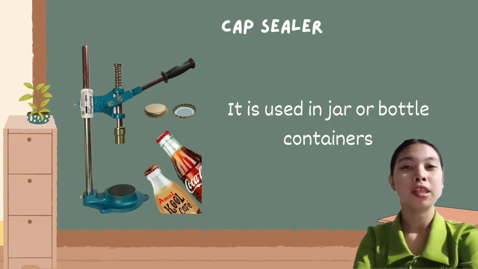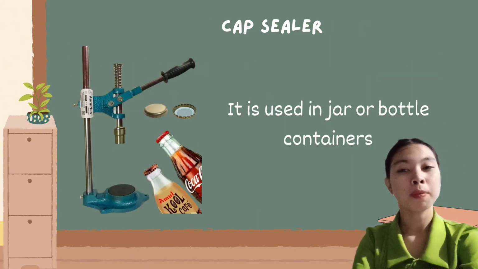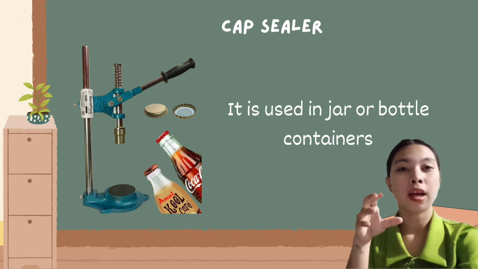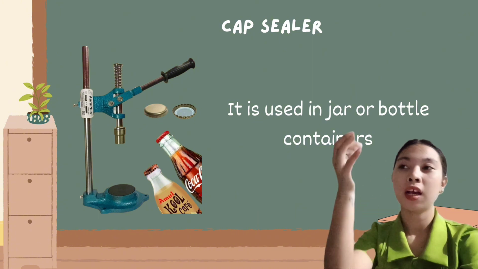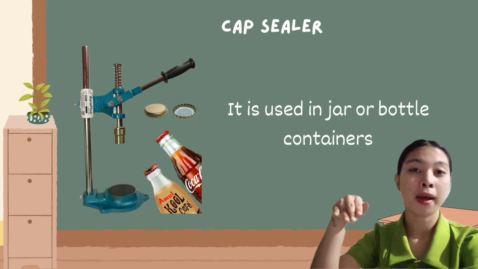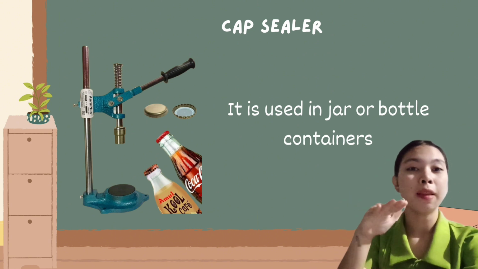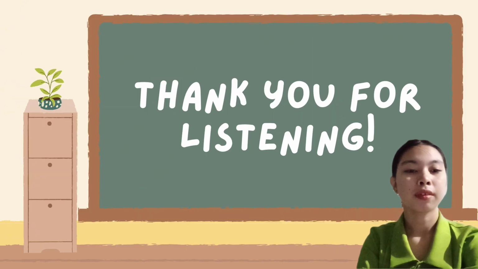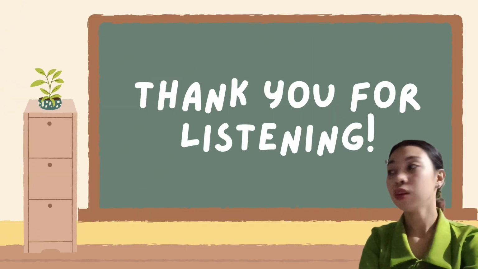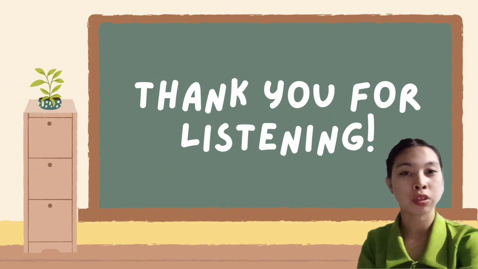So, kasunod is cup sealer. So, ito yung sa mga ketchup, sa mga soft drinks. So, syempre, para ma-ensure din na hindi lalabas yung oxygen ng isang pagkain is kailangan nila isisil pa yung cup. Hindi lang basta-basta nakapatong yung cup dun sa bottle, but also need nilang isil pa yon para ma-ensure na hindi nga lalabas yung oxygen. So, that's all. Thank you for listening in our discussion.